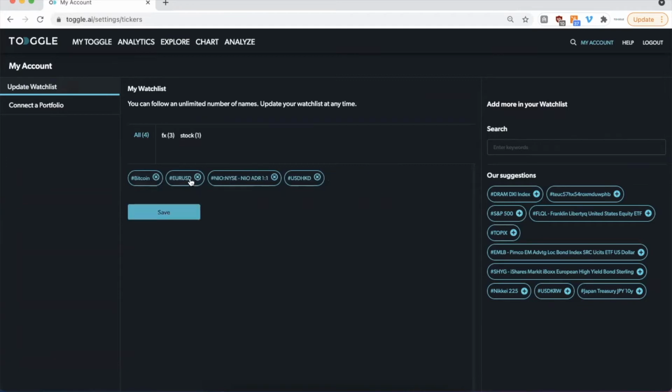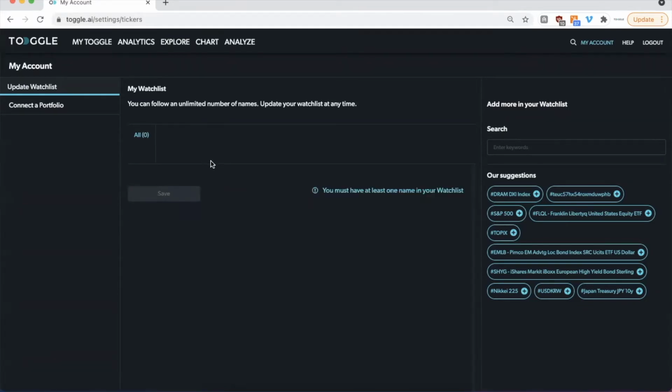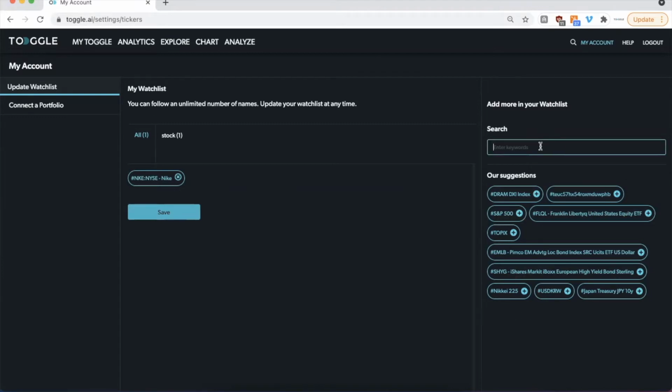So when you log on, I'll clear up my watch list just to start from the beginning. So when you log on first and you update your watch list, this is the screen you'll see. You have 2 ways to add assets to your watch list. You can either search something up like Nike, or based on the questions you answered in your onboarding questionnaire, the system comes up with a few suggestions that it thinks you might be interested in. So I added Nike, I'll add Ethereum, and then let's add Alibaba as well. And once you've added assets to your watch list, hit save.